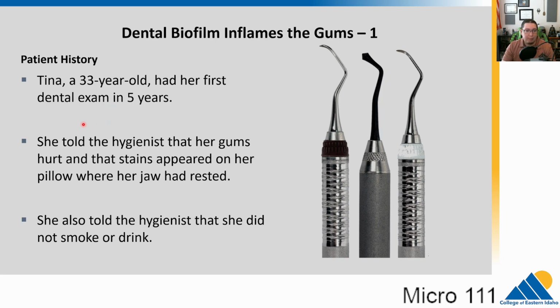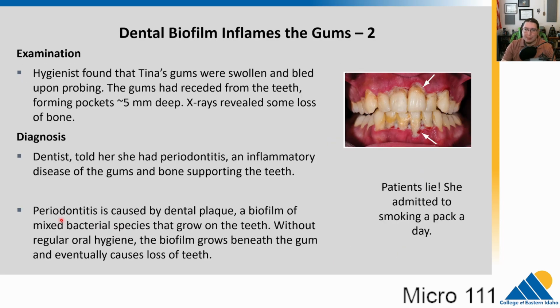So she goes in and she tells the hygienist that her gums hurt and that she sees stains on her pillow where her jaw is resting. Of course, the hygienist asks about a general health background. Tina says that she doesn't smoke and doesn't drink. Now, this is a bit of a problem here.